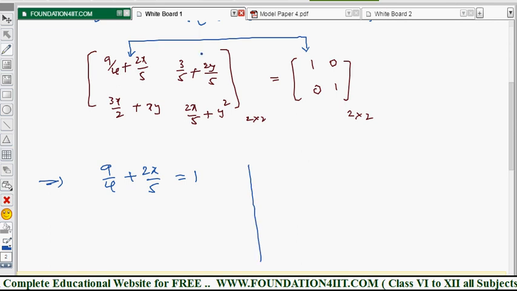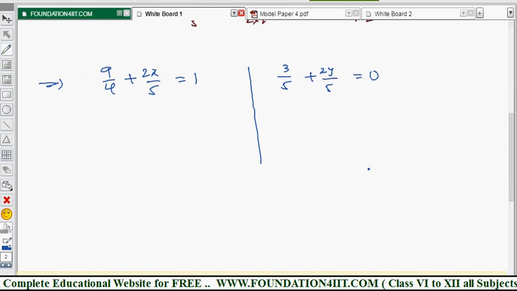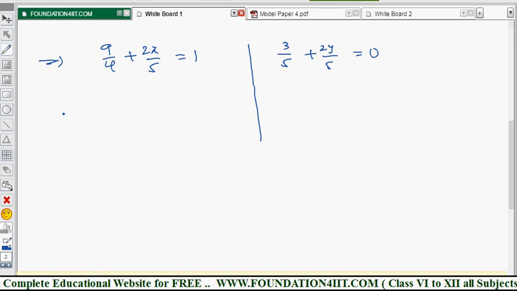Again the second should be equal to the second part, that is 3 by 5 plus 2y by 5 is equal to 0. By solving these two equations you will get x and y values.